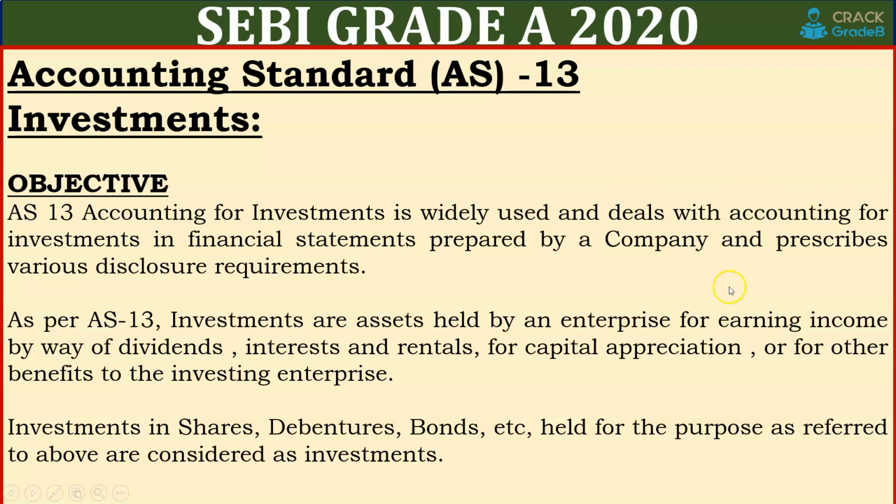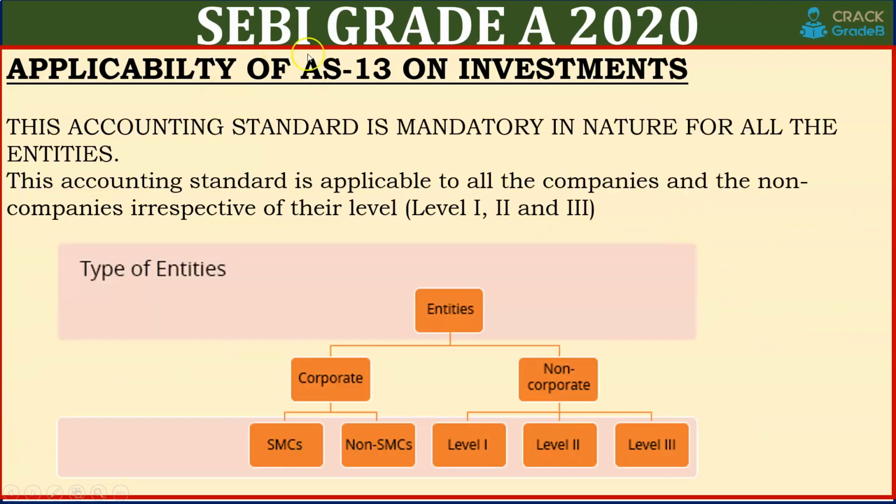Now let us move further. Now the applicability of Accounting Standard 13. Okay, now this accounting standard is mandatory in nature for all the entities. This accounting standard is applicable to all companies and non-companies irrespective of their level. Now we have also seen in the previous lecture the types of entities. Now let us quickly revise that for the purposes of this standard.